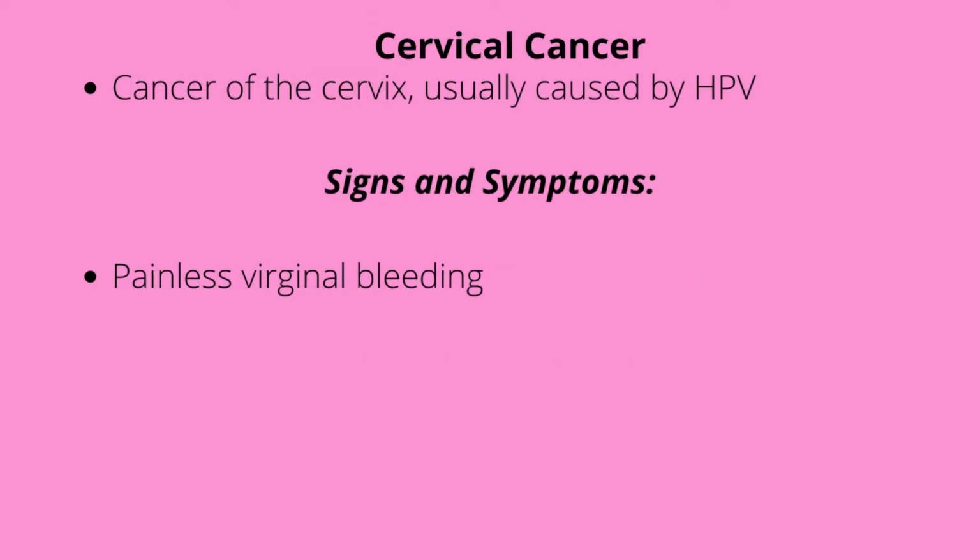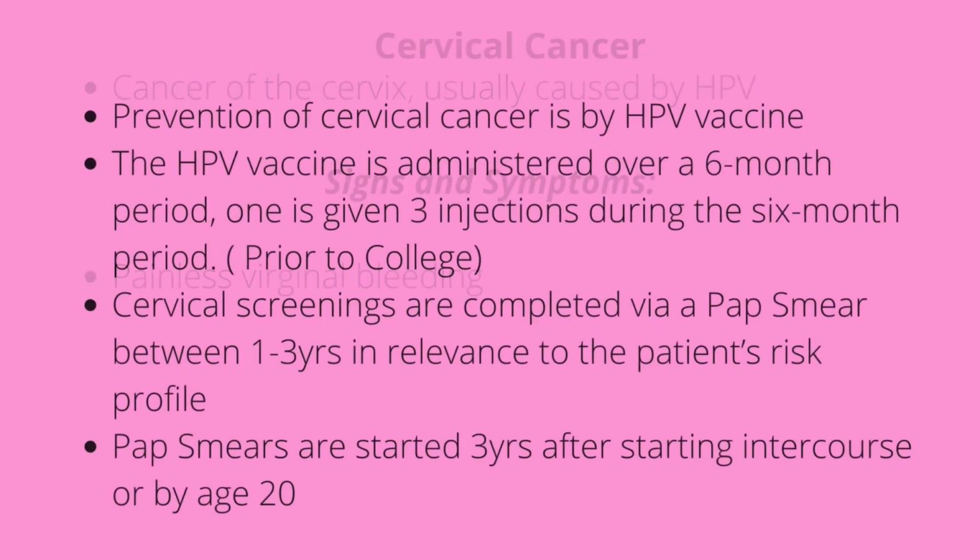Cervical cancer. With cervical cancer, it's usually caused by HPV. That's why we normally do the HPV vaccine. And signs and symptoms for this include painless vaginal bleeding. Okay? And to prevent cervical cancer, we do this by getting the HPV vaccine. The HPV vaccine is normally administered over a 6-month period. One is given 3 injections during a 6-month period. This is normally prior to college. So when they ask you in community health, when do we administer this vaccine? The HPV vaccine is normally before college. So a 17 or 18-year-old can get this.